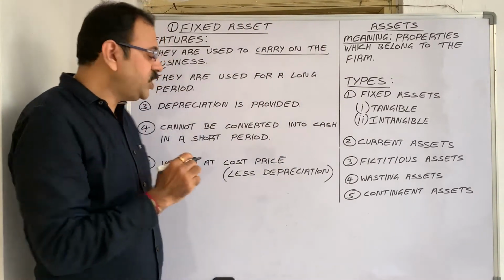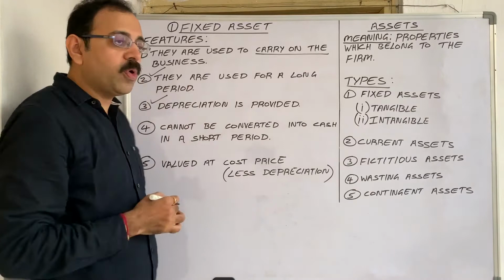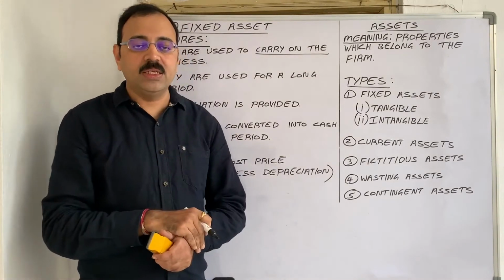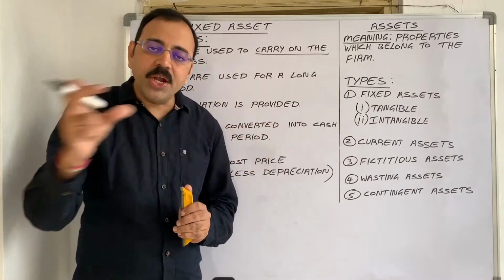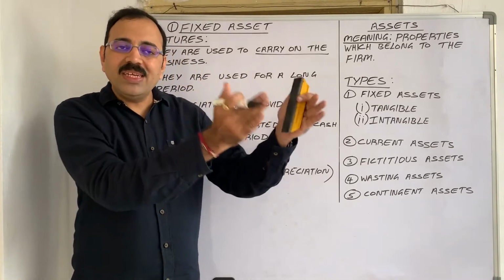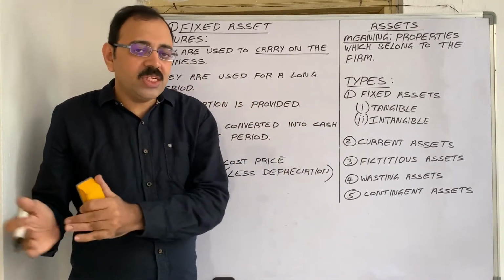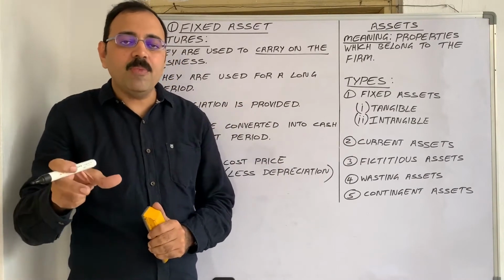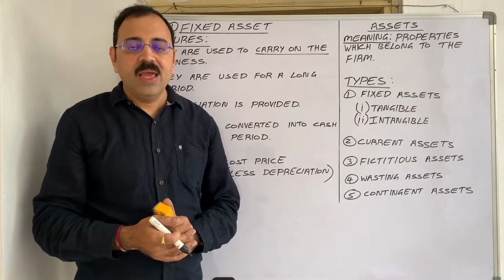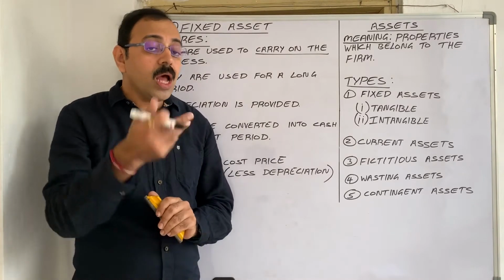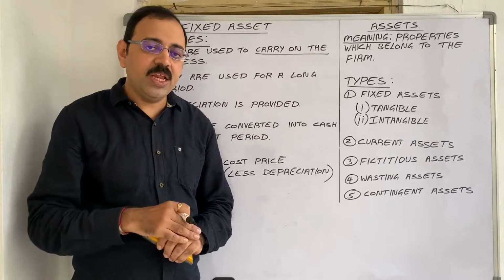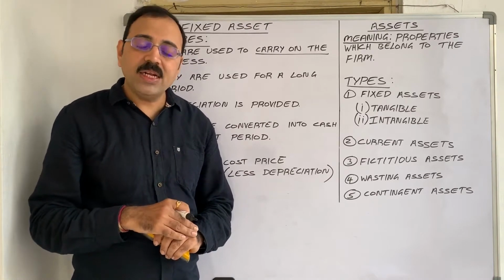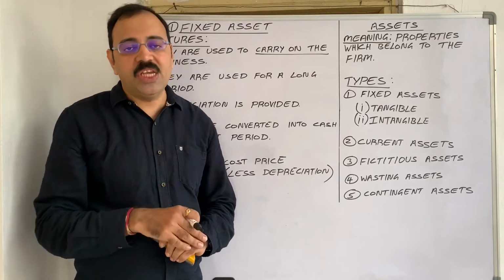Then the third feature is depreciation is provided on fixed assets. What is meant by depreciation? When we use any fixed asset continuously, then that fixed asset's value slowly decreases. That decreased amount is called depreciation. Except land, on all other types of fixed assets like furniture, machinery, vehicles, etc., we provide depreciation.